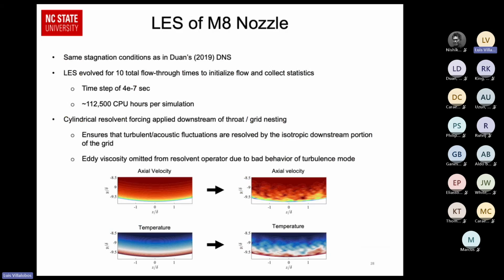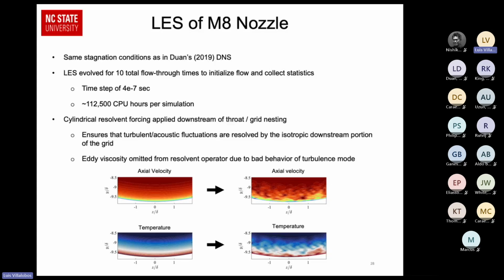To get our statistics, we evolved the LES for 10 total flow through times, so 5 to get the flow initialized, and then another 5 to take statistics. We're using a time step of 4e-7 seconds. And each of these simulations from start to the end of taking statistics takes about 112,000 CPU hours, which really isn't too bad given the size of this geometry.